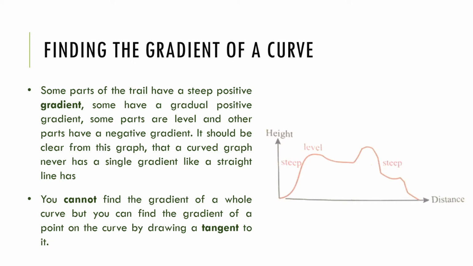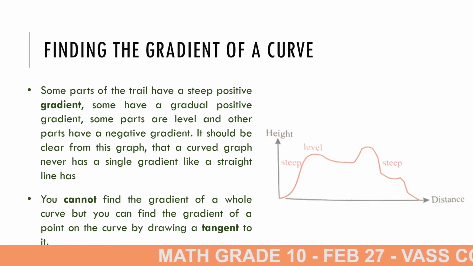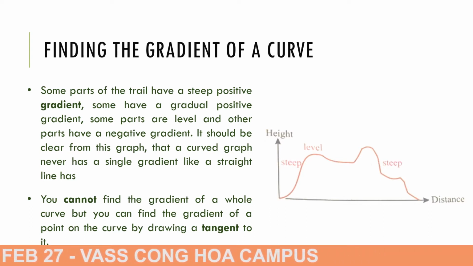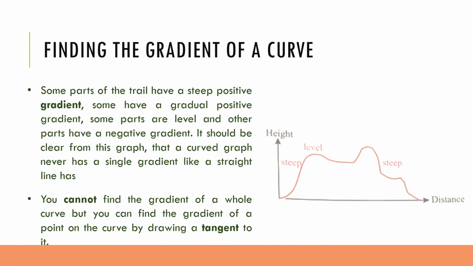It should be clear to you at this moment that a curved graph never has a single gradient like a straight line has. You cannot find the gradient of a whole curve, but you can find the gradient at a point on the curve by drawing a tangent to it. What can you understand from here? This part of the curve won't have the same gradient as this part of the curve. So, we cannot calculate the gradient of the whole curve, so we have to do it by parts.